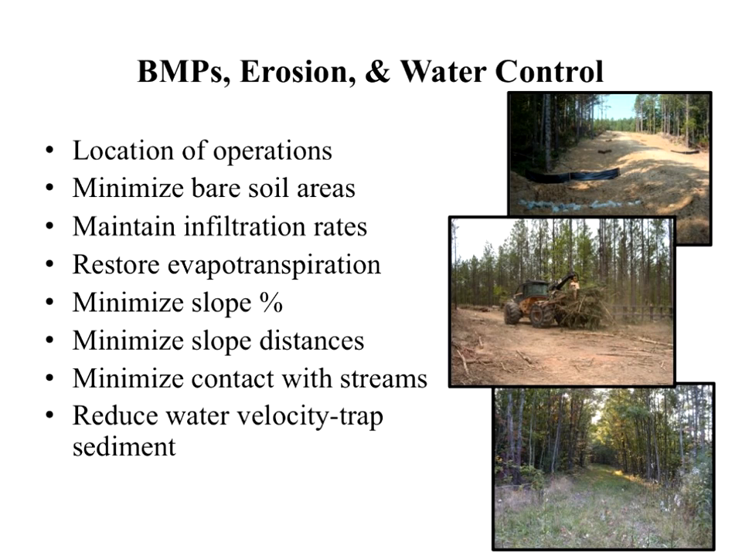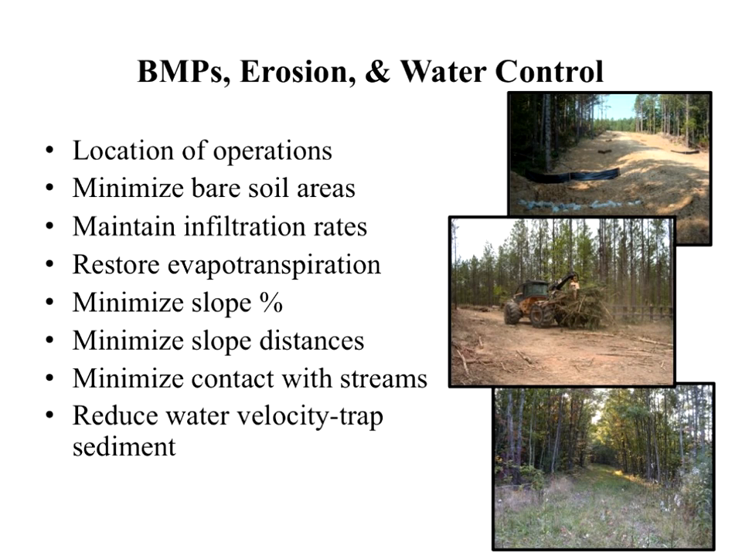Minimizing bare soil areas. If you take a look at that upper slide, you can see that this is a pretty nice forest road where we've got water control structures in place. We've got some riprap around the culvert. We've got straw on the road. There's some gravel on the road. It's got a low grade to it. That's a pretty doggone nice road that we see there.